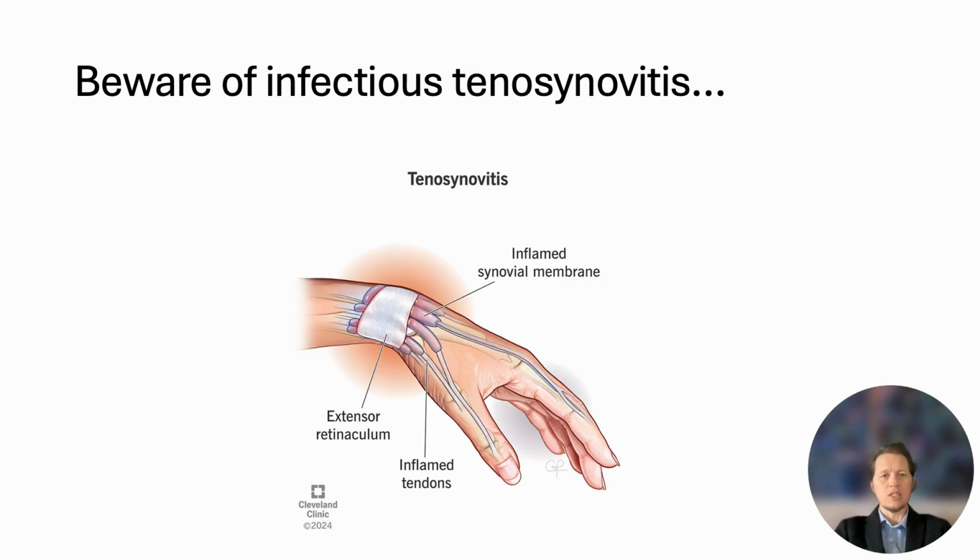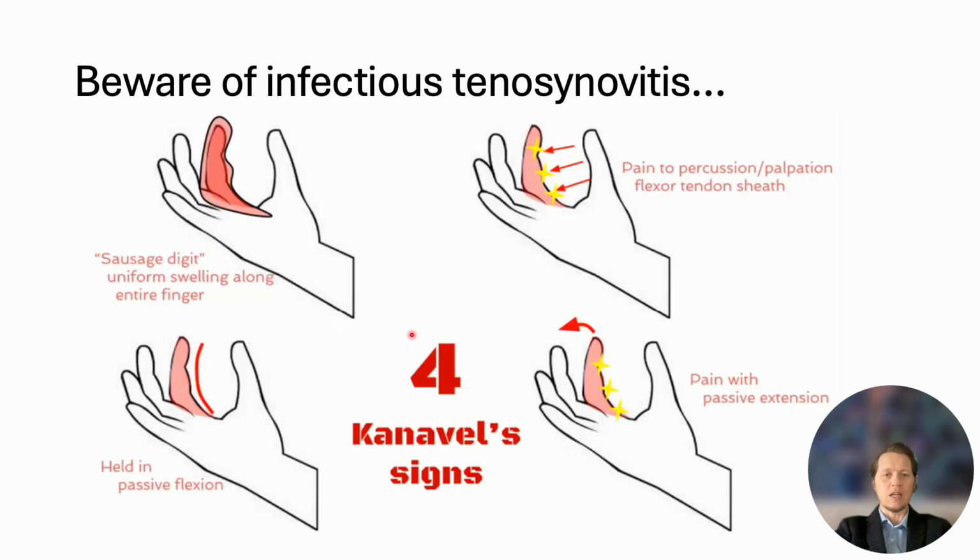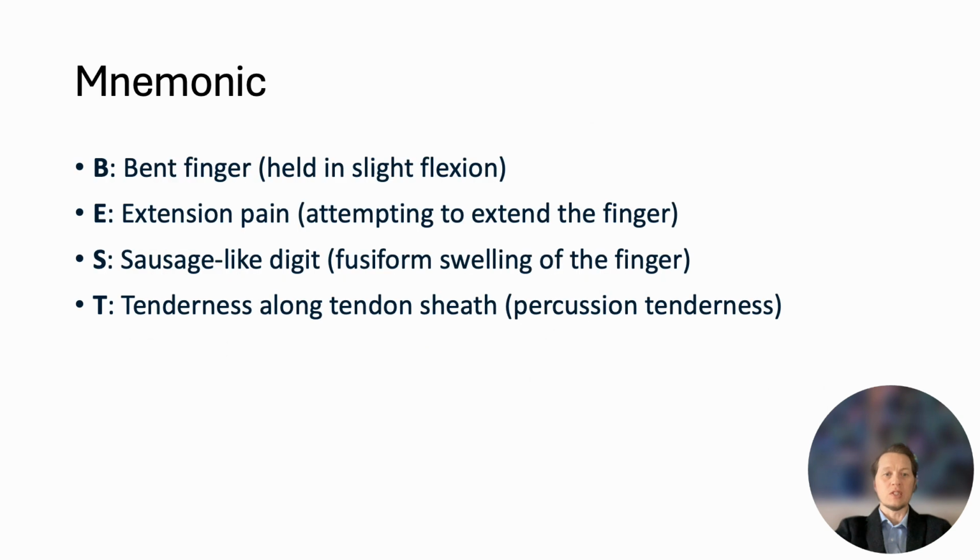So the summary and the teaching for this case: beware of infectious tenosynovitis. It can be quite a problem. Regular old tenosynovitis is not a big deal, but if it gets infected and that infection can spread along that tenosynovial sheath, you can get what's called the Dr. Kanavel signs here. Four classic signs that are going to give you that suppurative or infectious tenosynovitis, which is a big problem.